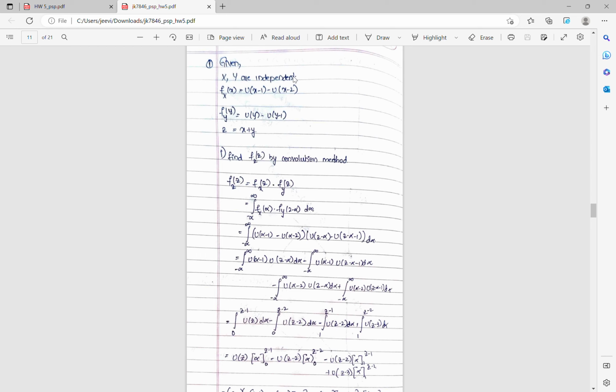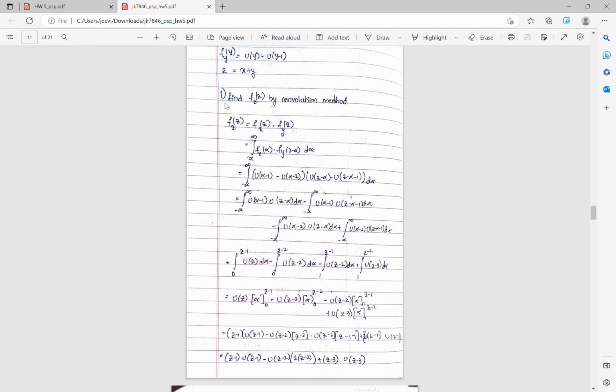Given x and y are independent, the probability density function of x is equal to u of x minus 1 minus u of x minus 2. The probability density function of y is equal to u of y minus u of y minus 1, and z is equal to x plus y. If we look at these two equations, we know that they are box functions. So let's go to part 1, where we find the probability density function of z by using the convolution method.